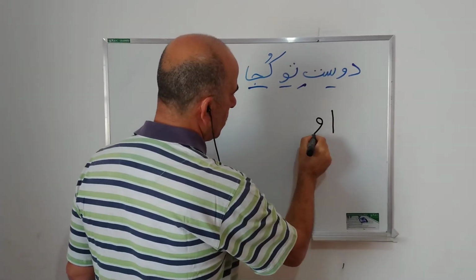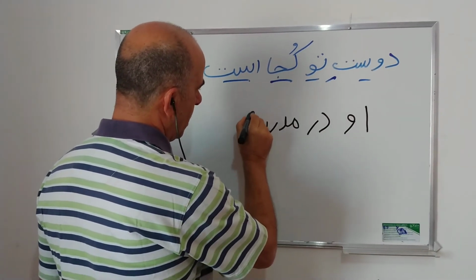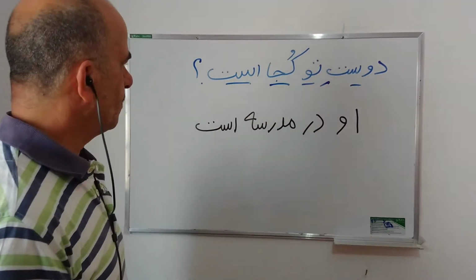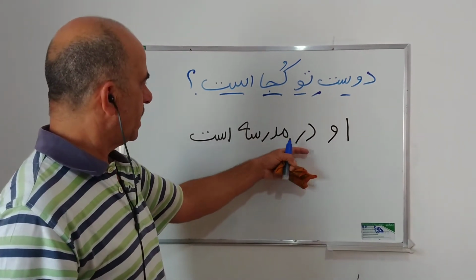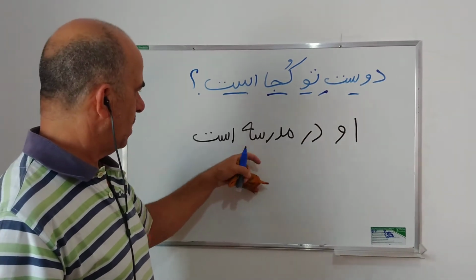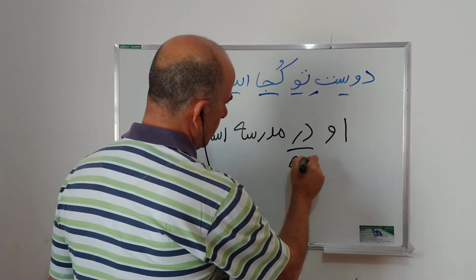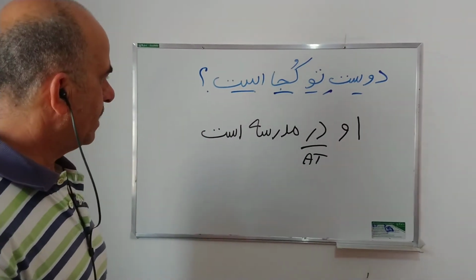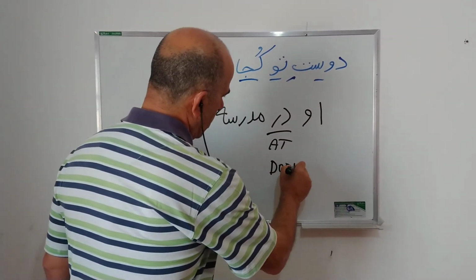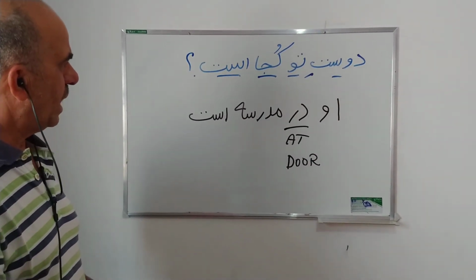او در مدرسه است. او در مدرسه است. He or she is at school. At. That can be door, like door. Open the door. در را باز کن. Okay? او در مدرسه است.